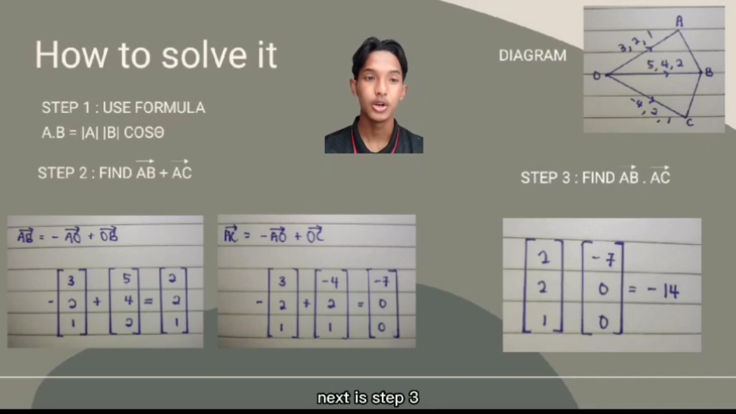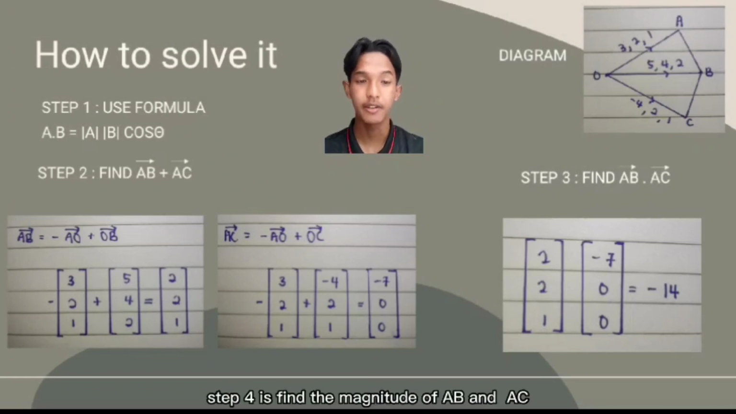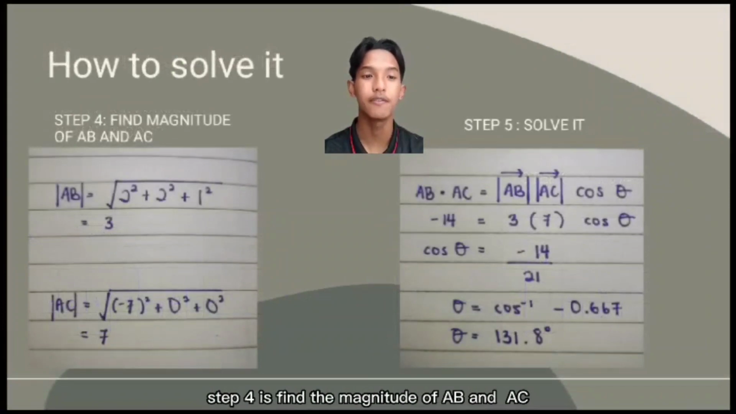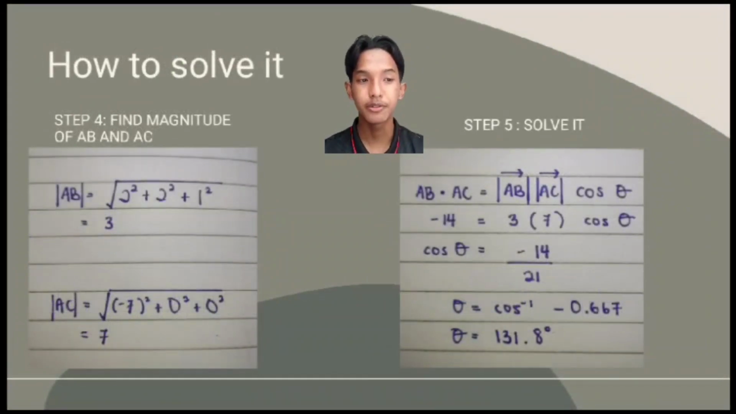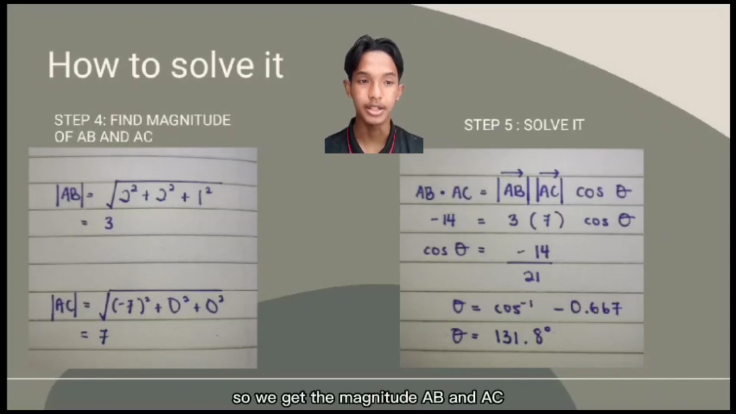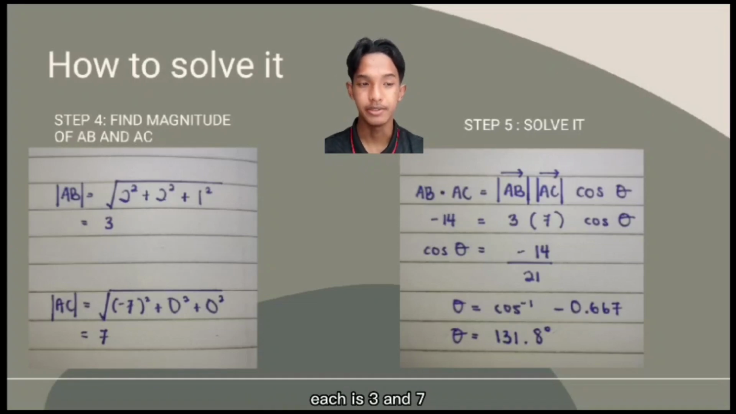Next is step 3. We need to multiply the vectors with each other to get our scalar product to apply in the last formula. So we get negative 14. That is our scalar product. Step 4 is to find the magnitudes of AB and AC. Since we know the formula is square root of x squared plus y squared plus z squared, we get the magnitudes of AB and AC as 3 and 7 respectively.